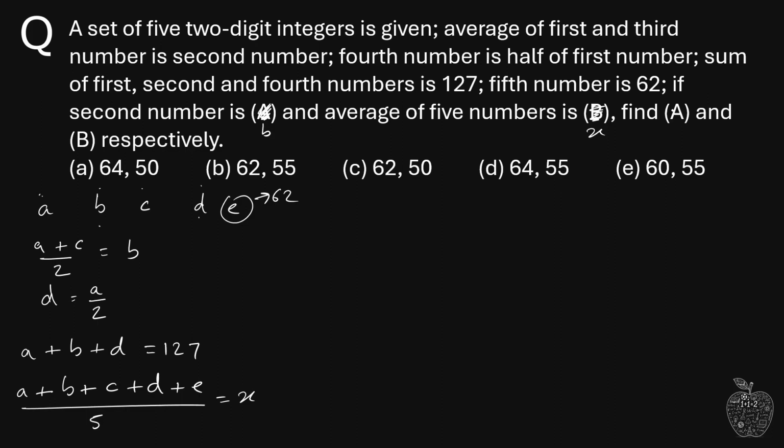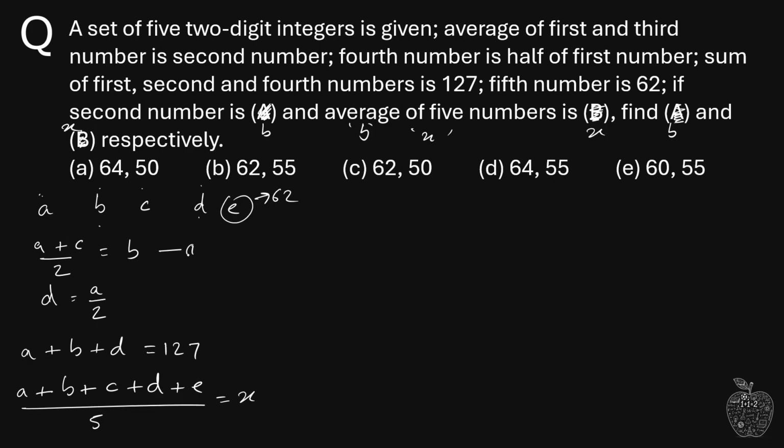We have to find out capital A. Instead of capital A, what we assumed is B, and for capital B, we assumed X. So instead of B, we'll write X. So we have to find out B and X here. Okay, so this much is clear. This is all the information that is given to us.